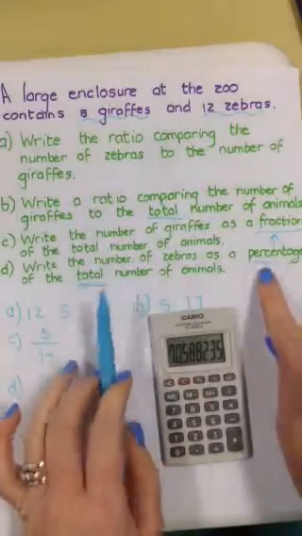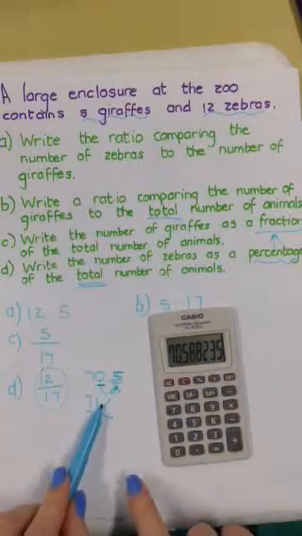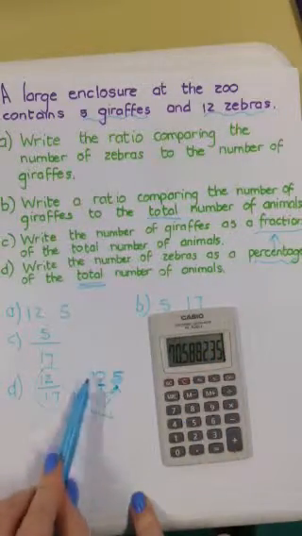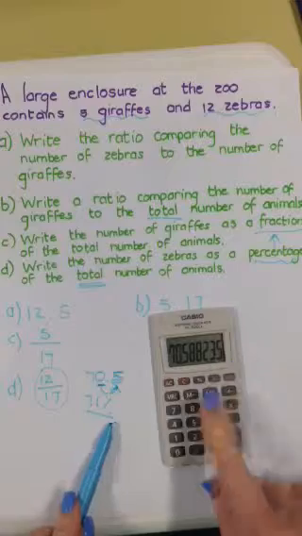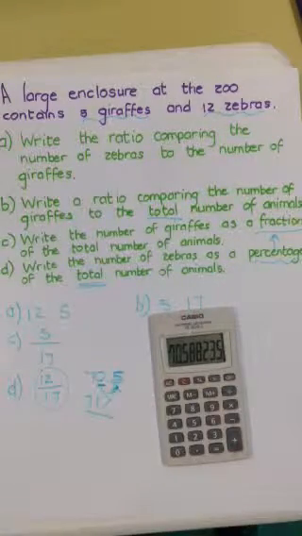So when they say percentage, the first thing you do is make it into a fraction and then use your calculator to change that into a percentage. Always look out if you've got decimal places that you round them up. All right, now I want you to go ahead and complete number 2, please.